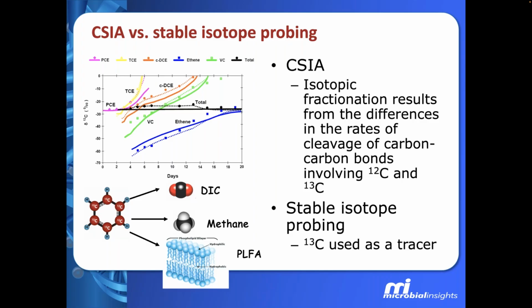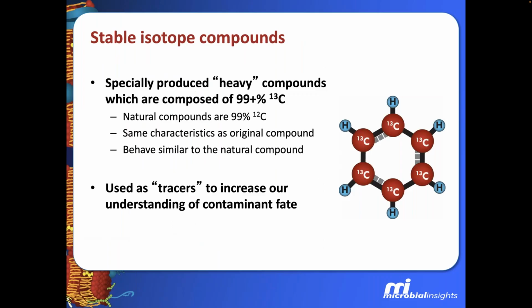If you've used CSIA, you know that when using CSIA, we're looking at isotopic fractionation that results from differences in rates of breaking bonds involving carbon-12 and carbon-13. And if degradation is going on, we see a slight enrichment in carbon-13. Well, that's very different from stable isotope probing, because in stable isotope probing, we're intentionally adding to our system compounds that are enriched in carbon-13 so that we can use carbon-13 as a tracer.